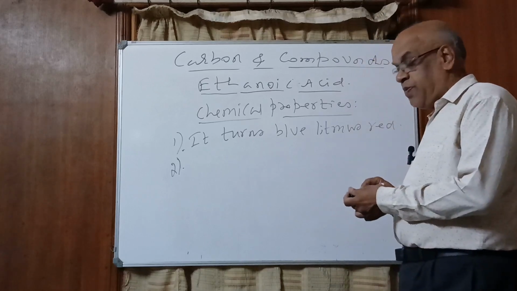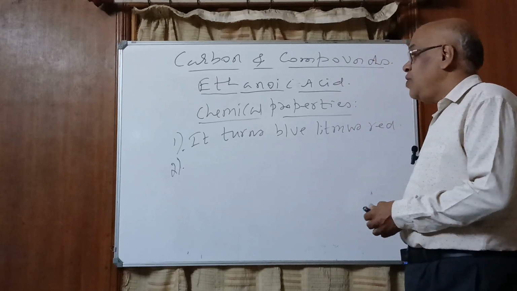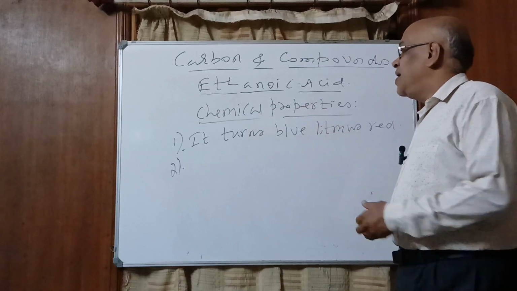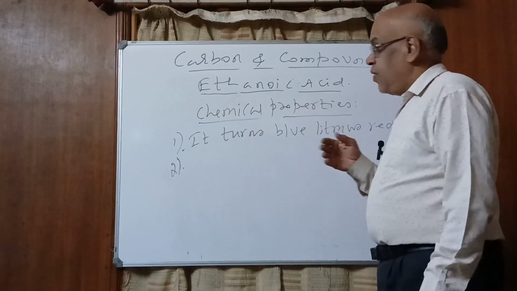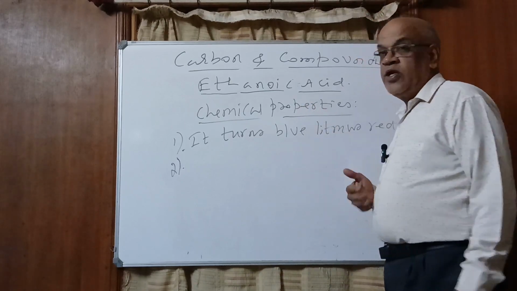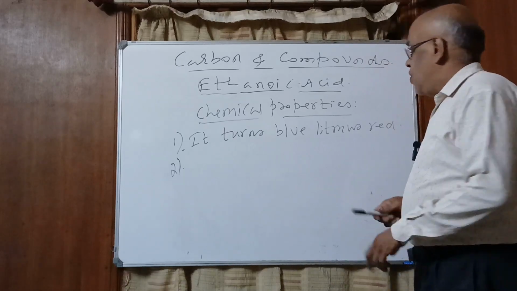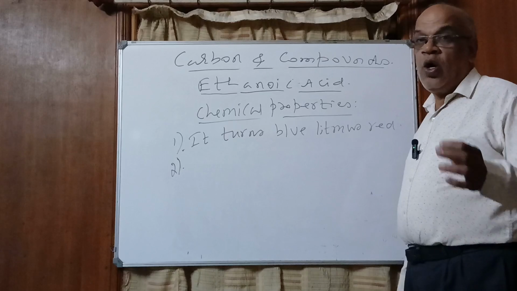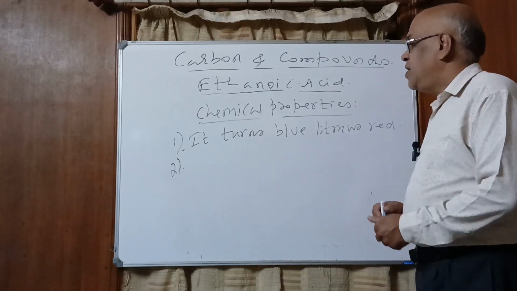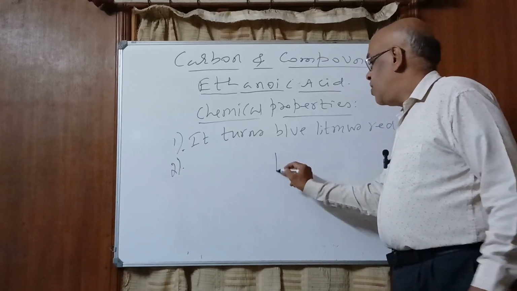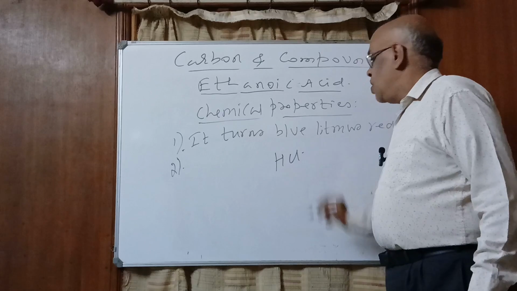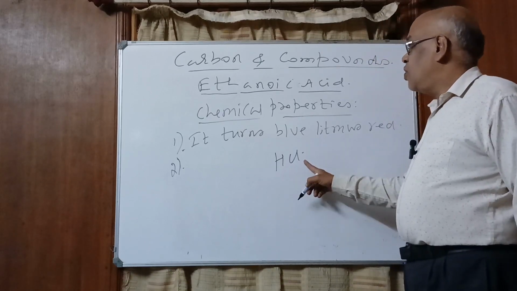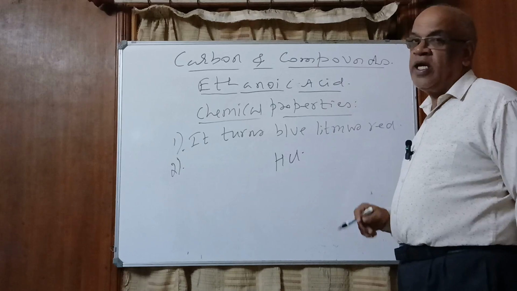Now, this litmus paper doesn't tell us how strong or weak an acid is. We are talking about what? Organic acids. Organic acids are weak in nature. When we take universal indicator, what happens? This ethanoic acid will turn orange. Whereas when you take hydrochloric acid, what happens? Universal indicator turns red.